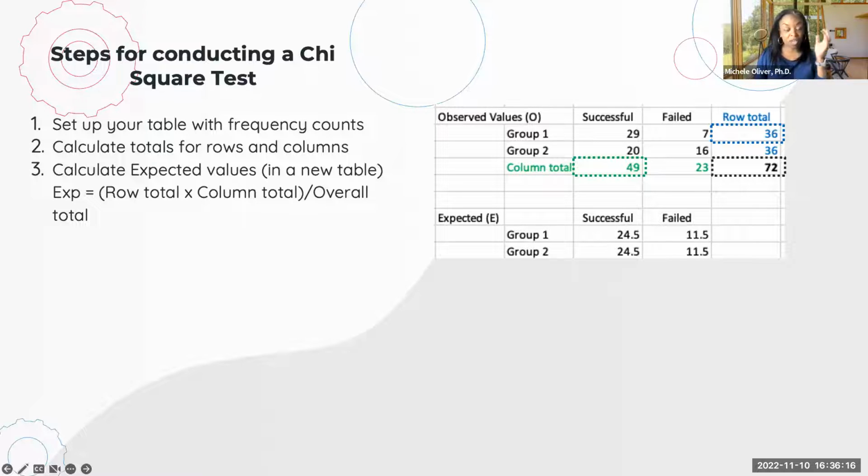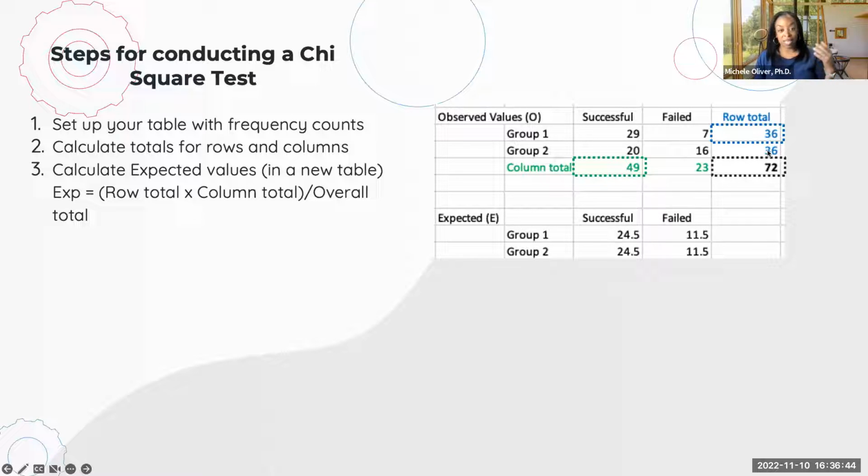How we calculate expected values, and I did this in a new table because it was easier, is that the expected value is equal to the row total multiplied by the column total, and then you divide that by the overall total, okay? In the first case you have 36, a row total, and the column total is 49. Multiply those two, and then divide that by 72, and you get 24.5.